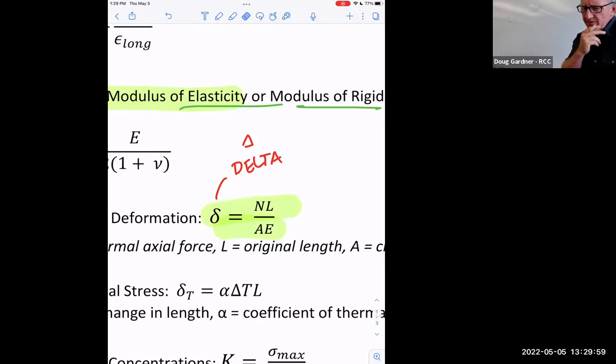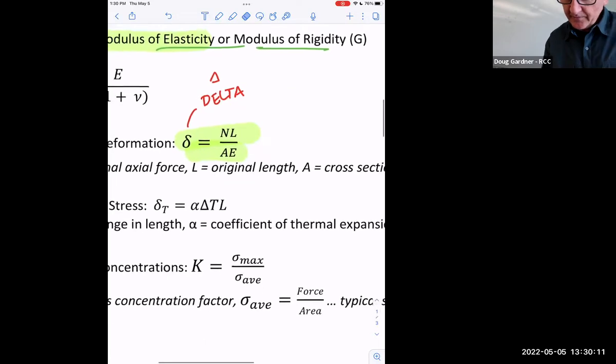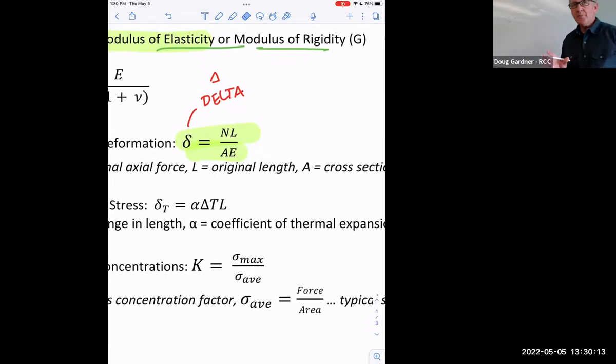And then on the other side, there's things we recognize, like N is the normal force, L is the length, A is the area of the cross section, and E is that modulus of elasticity. So these are all things that we've messed with before. But I want to show you something here. Watch this.